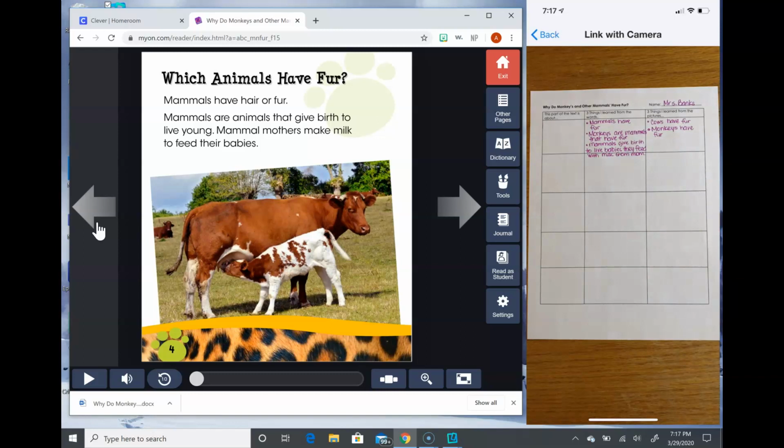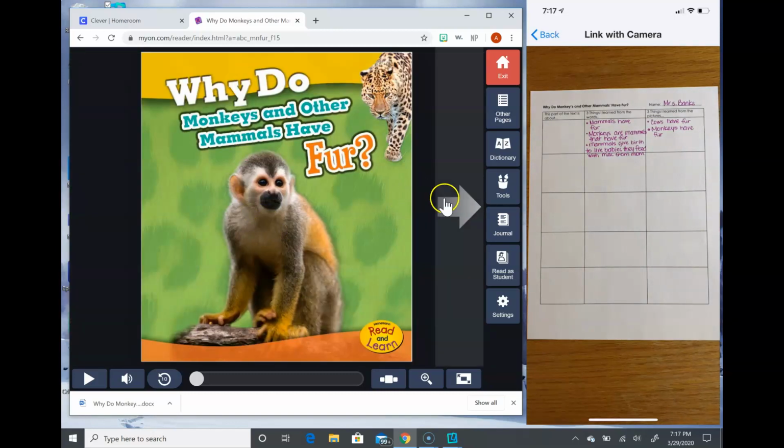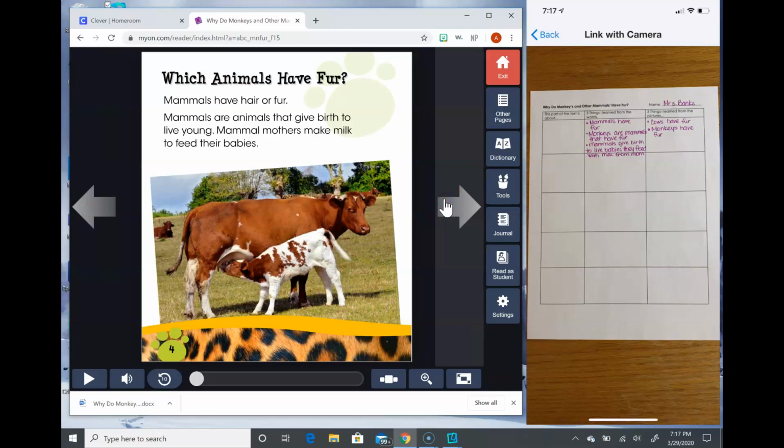So I've got 3 details in there as far as, oopsie, I went backwards, as far as which animals have fur. Well, I know that cows have fur, monkeys have fur, mammals have fur. If cows have fur and monkeys are mammals that have fur, I wonder if cows are also mammals.